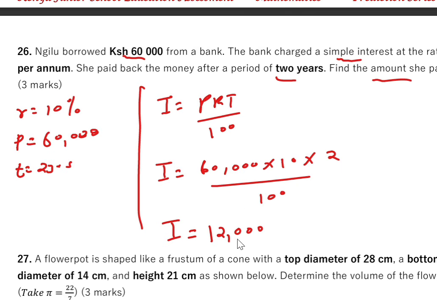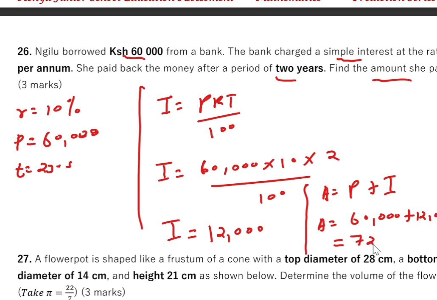To get the amount, because the question is asking to find the amount she paid back, this is the interest earned on the 60,000 borrowed. The amount A equals principal plus the interest. So the amount is the money borrowed, 60,000, plus the interest, 12,000. So 60,000 plus 12,000, the answer is 72,000. So the amount paid back is 72,000 Kenyan shillings. That is the answer to question number 26.